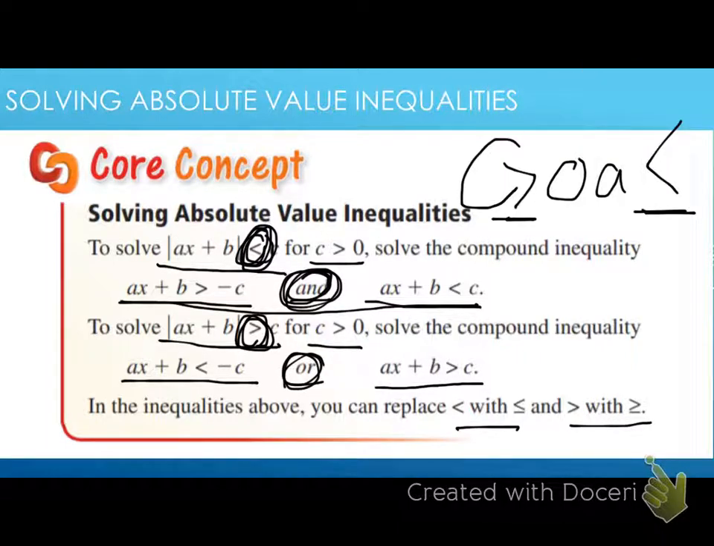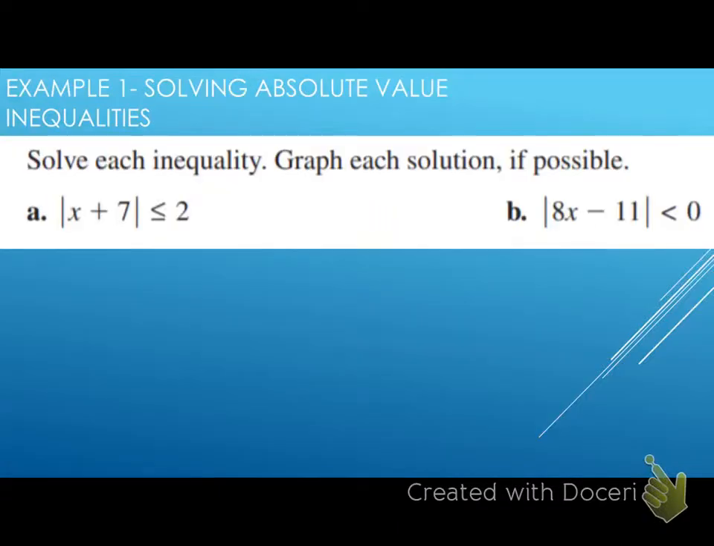All right. Can I move on to some examples? So it says, solve each inequality, graph each solution if possible. So for letter A, I have the absolute value of x plus 7 is less than or equal to 2. Whenever I was solving my absolute value equations, what was the very first thing that I would always do?